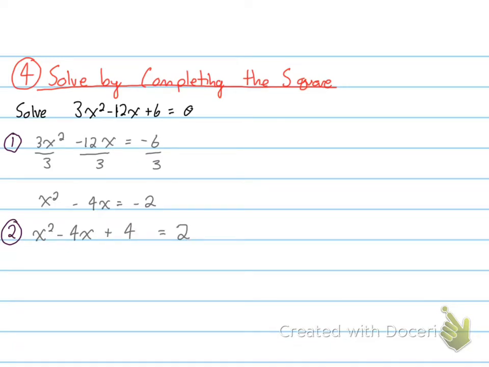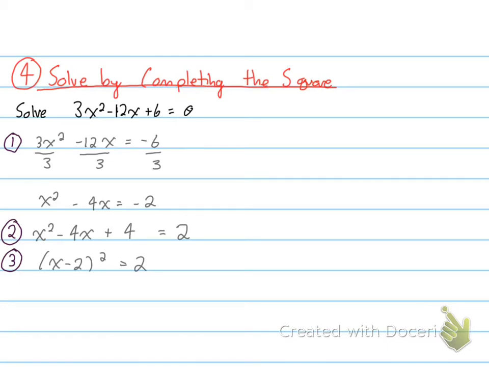So now I'm left with this. And looking in that left side of the equation, what numbers multiply to give me 4, add to give me negative 4, that's negative 2 and negative 2, so I'm good to go. I can rewrite this now in factored form as x minus 2 squared equals 2.